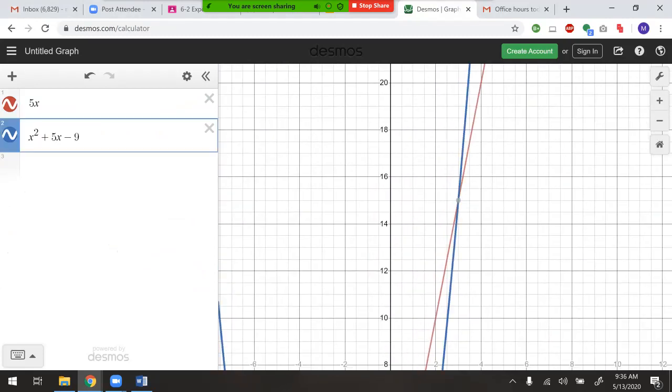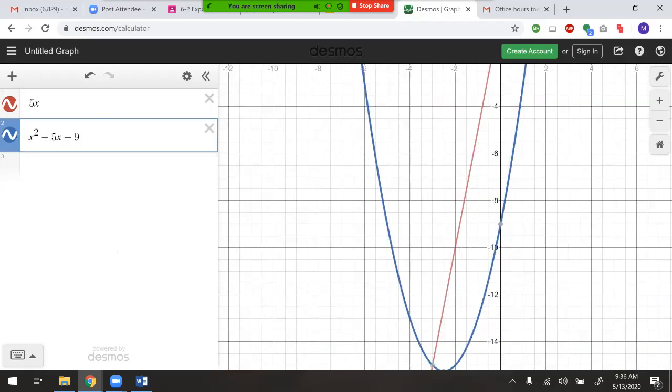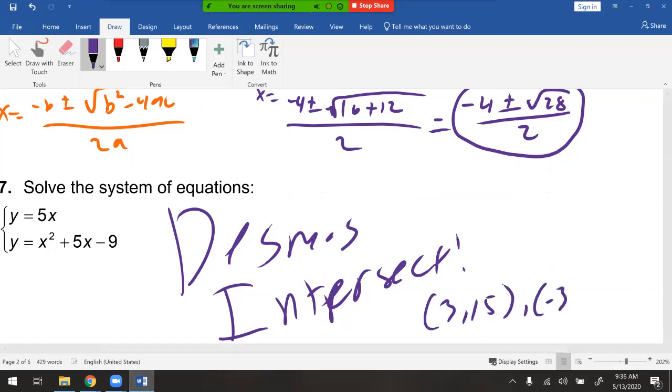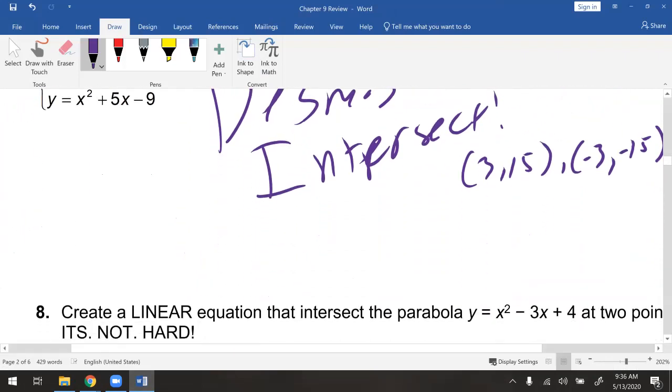We scroll up, bam, that's one of them. 3, 15. We go down again, bam, negative 3, negative 15, okay? So our 2 answers, 3, 15, and then negative 3, negative 15, okay? Use Desmos, find where they intersect, okay? That should cover 7. Here we go.